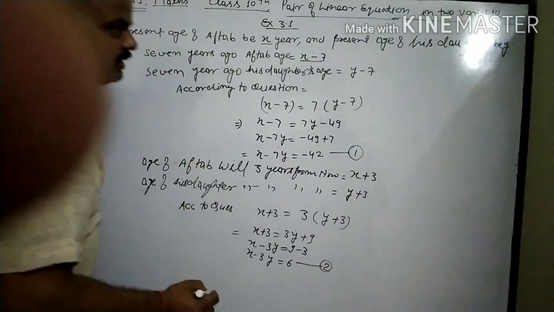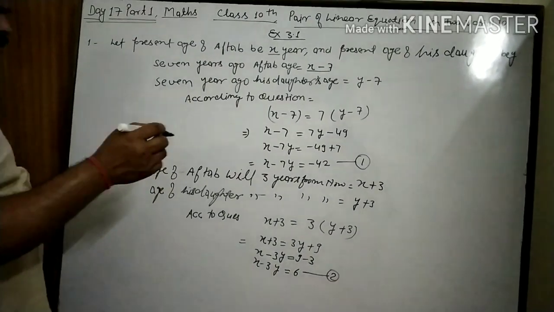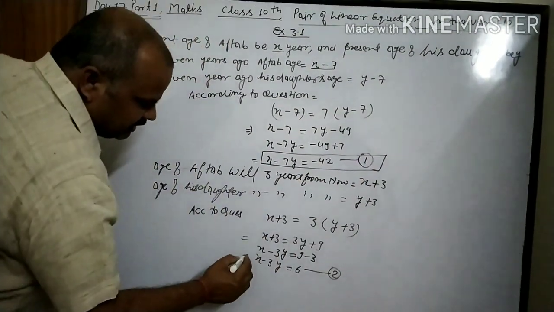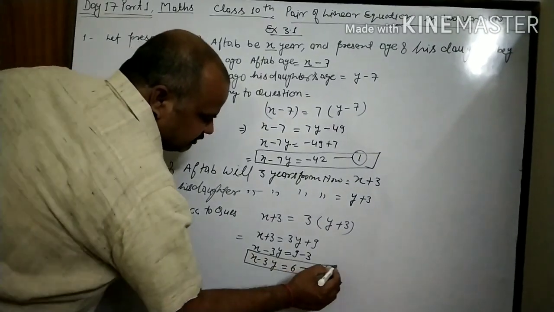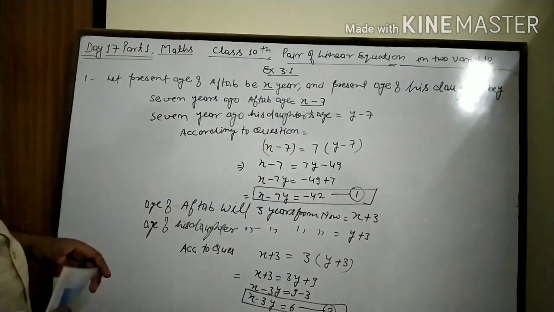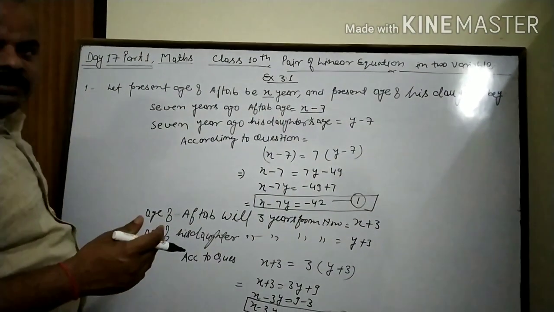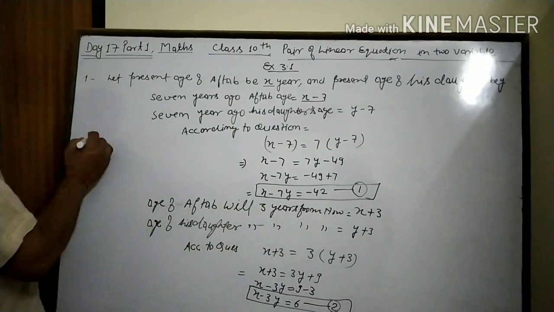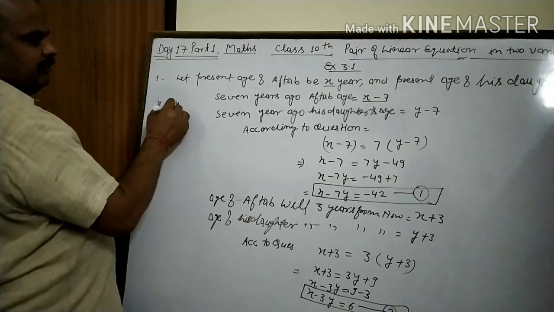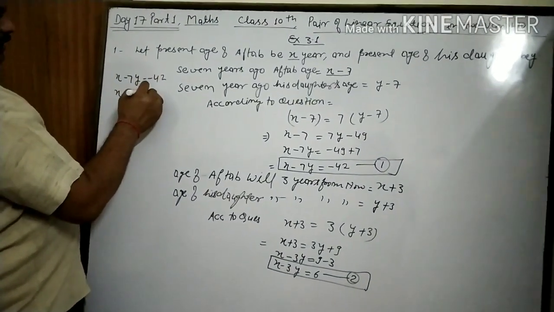This is equation 2. In our question, algebraically, from the first statement we get equation 1 and from the second statement equation 2. It is the algebraic representation. The same question you can represent on a graph. Clear? Then it is graphically. See here, x minus 7y is equal to minus 42 and x minus 3y is equal to 6.